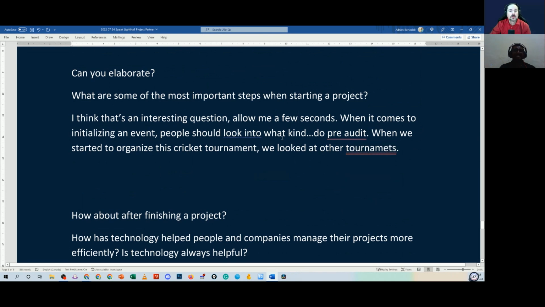Pre-audit. Okay, again, keep in mind part two. What was the first step in organizing the tournament? You said when we started to organize the cricket tournament, we looked at other tournaments. Yeah, so look at past projects, look at similar projects in the past to evaluate what worked and what didn't work, right? So keep it simple. I liked how you realized the example and the connection can help you there.